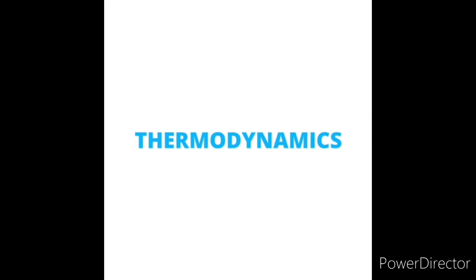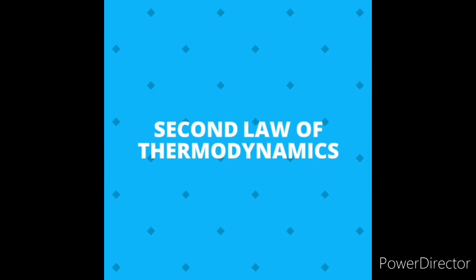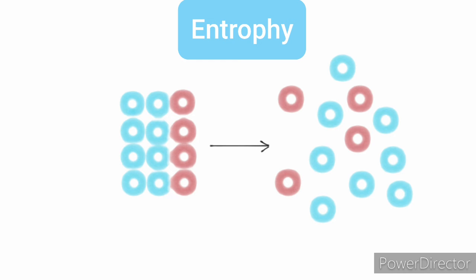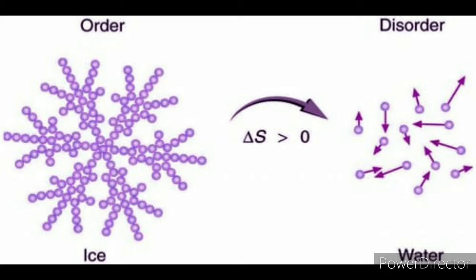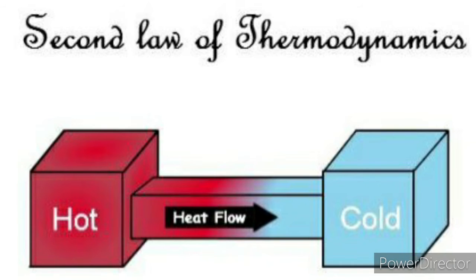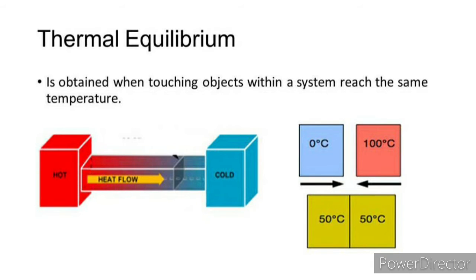Next one is the second law of thermodynamics. It states that the entropy of the entire universe, as an isolated system, always increases over time. The second law also states that the change in the entropy of the universe can never be negative.